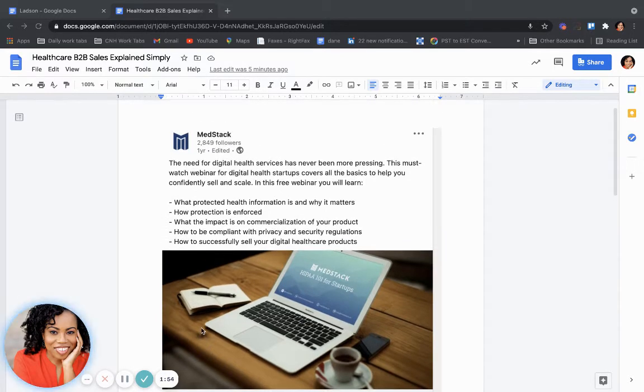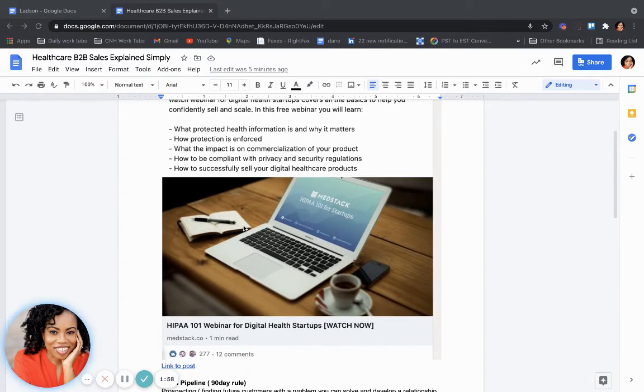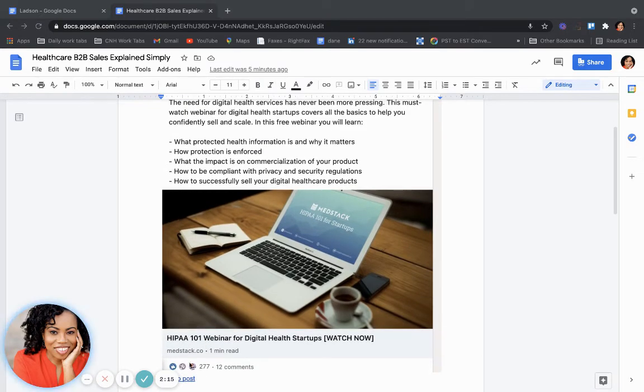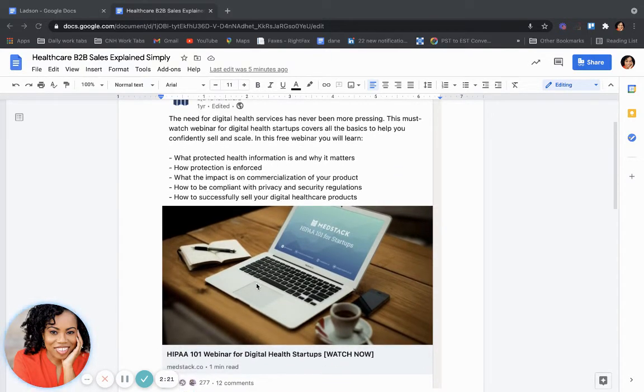So this is MedStack. I'm not affiliated with them at all. But this is a post that really clearly talks to their ideal buyer and customer in a way that engaged almost 300 people to react to this in some way. And a lot of these reactions were people tagging other people. And this is, again, on LinkedIn. So let's just look over this.